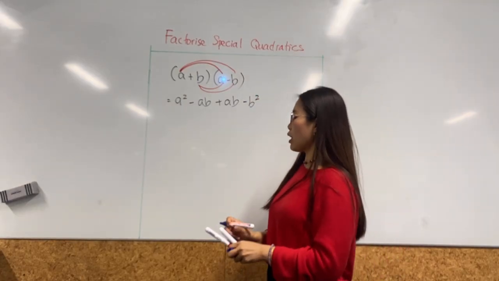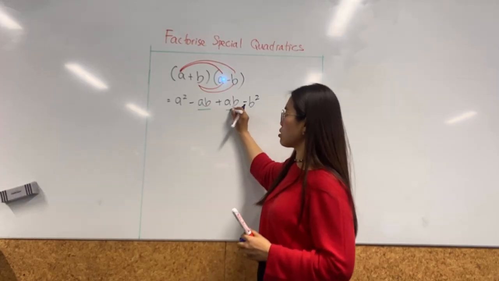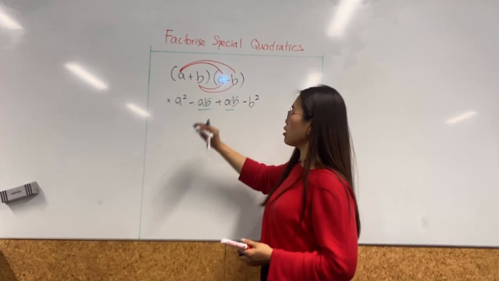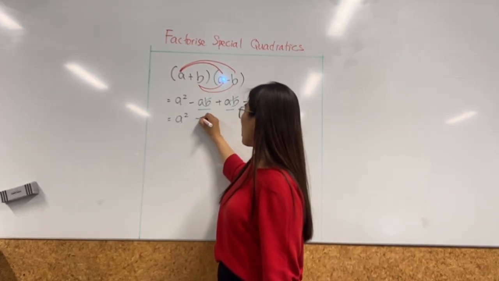Knowing that we have these two that look exactly the same, they are like terms. It's a positive and a negative, so they basically cancel out each other to become a zero. So we have a squared minus b squared.